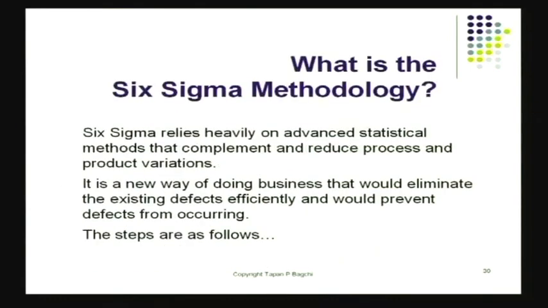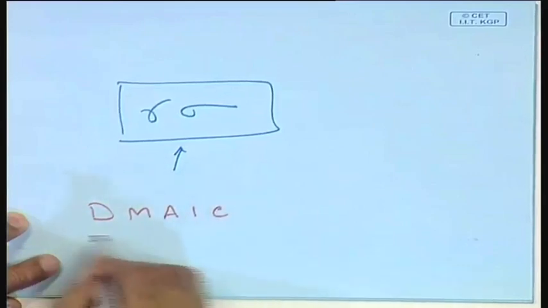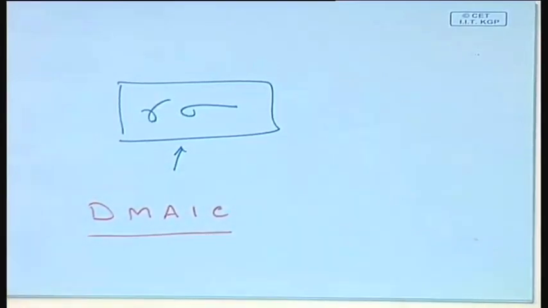If you look at the method itself, what are the methods? The first and foremost is, of course, the DMAIC methodology. So I'm going to write that down for you. DMAIC, D-M-A-I-C. DMAIC stands for define, measure, analyze, improve, and control. You have to go through these five steps to be able to achieve this Six Sigma level of performance.